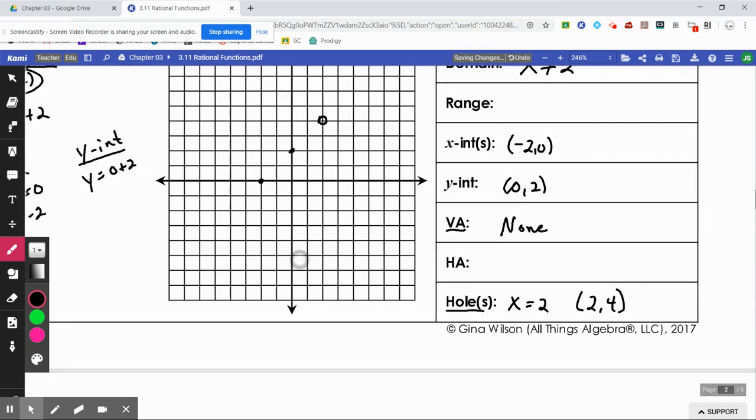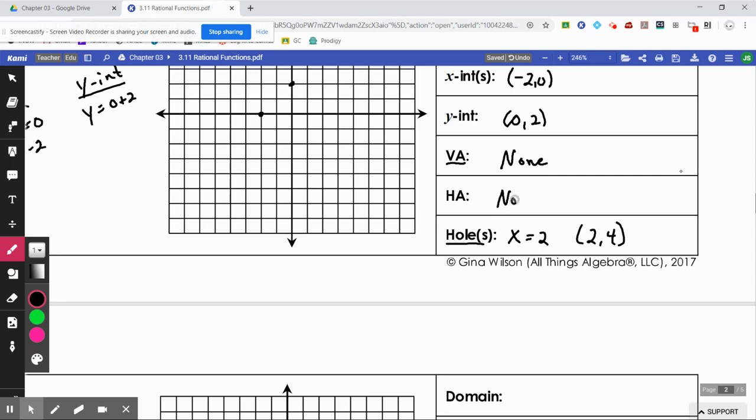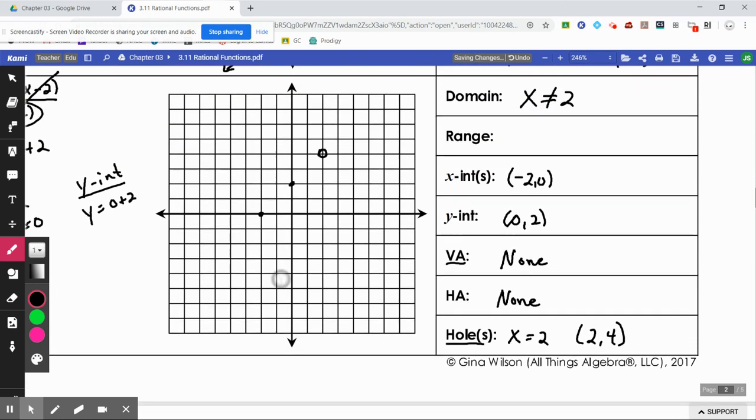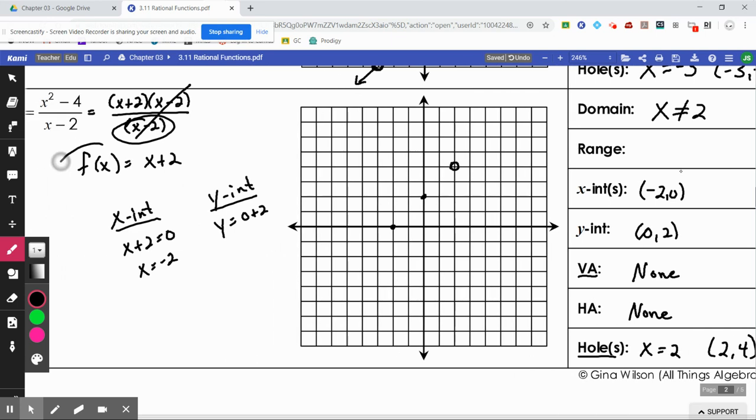Horizontal asymptotes, the degree of the top is greater than the degree of the bottom, so there will be no horizontal asymptotes. And again, from here on out, honestly, you can just graph it like we normally would. y equals mx plus b. It's a y-intercept of 2, a slope of 1. So just connect your dots or draw your points here.